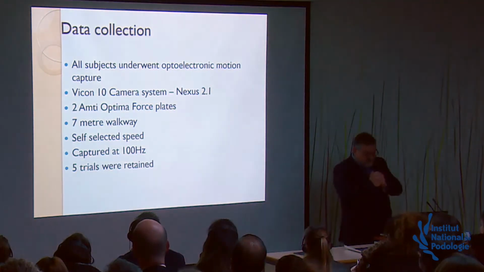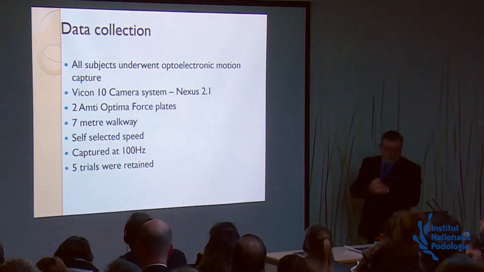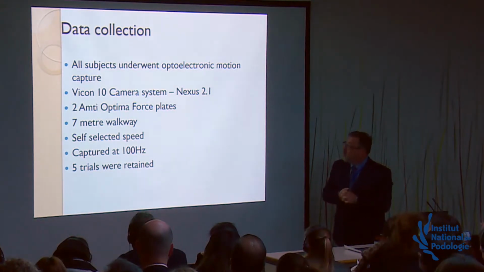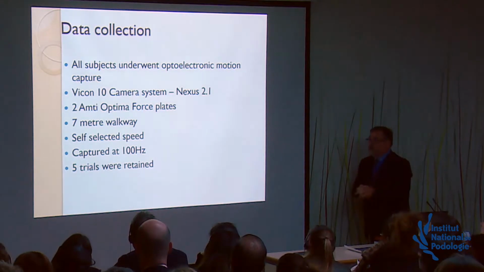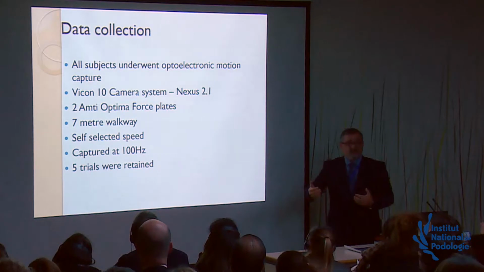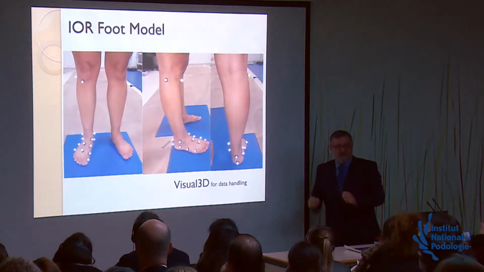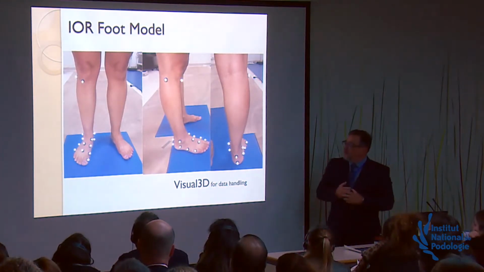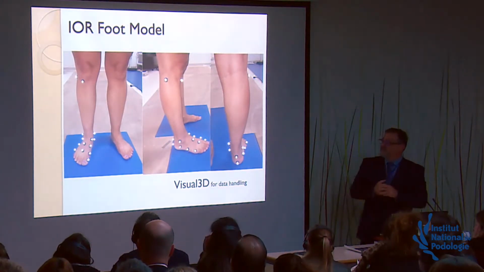So for data collection, all subjects underwent motion capture using a Vicon 10 camera system. They walked along a 7-meter walkway at self-selected speed, and we captured data at 100 hertz. And we retained 5 trials, obviously, when we have our subjects all marked up. You know, you try to get as many captures as possible. We kept the best 5 trials.